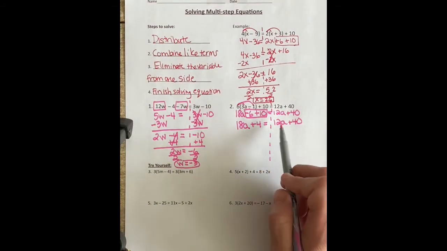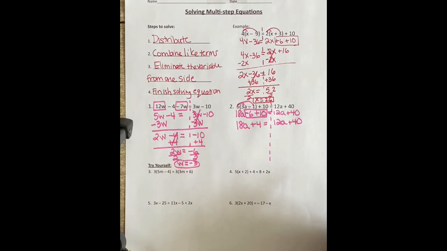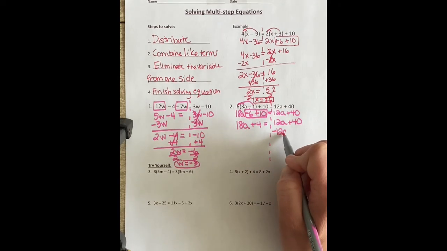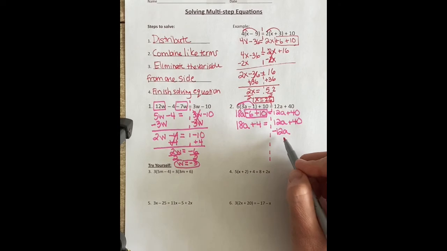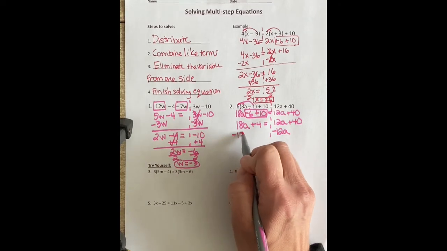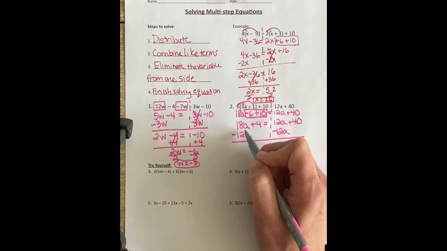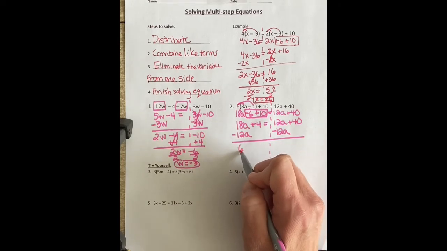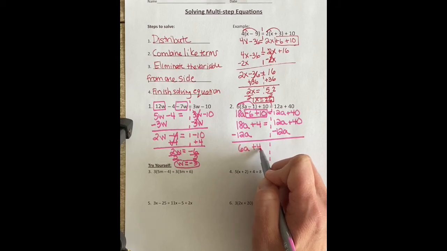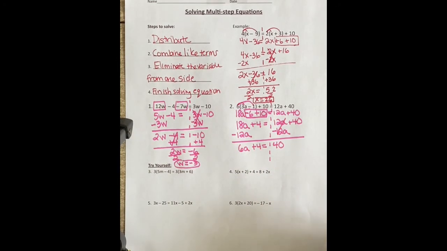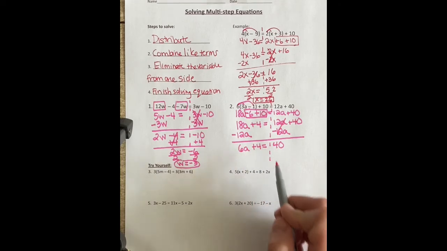I do want to do that because I notice I have 18a on the left side and I have 12a on the right side. So I'm going to eliminate the smaller amount. Since 12 is smaller than 18, I'm going to do the opposite and take it away. If I take it away from 12a, I also have to take it away from 18a. 18a minus 12a is 6a. Bring down plus 4 equals 40 because the 12a is eliminated. So now we have 6a plus 4 equals 40.